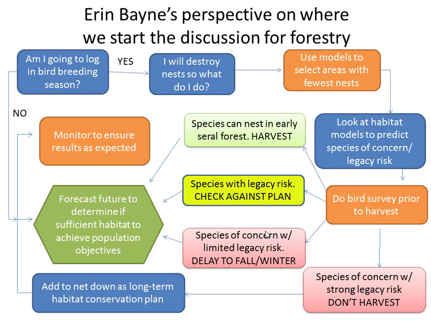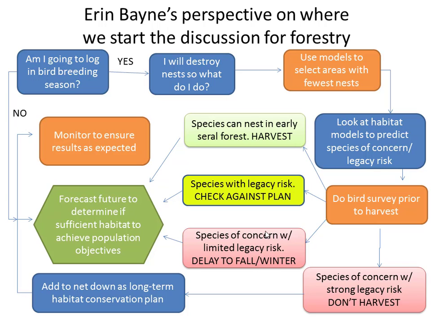So what should you do? Well, maybe you want to model and go to the place with the fewest nests. Then you should look at your habitat models and see what species are likely there. Are they species of concern? Are they species where there's going to be a long-term legacy effect? Then we could do a bird survey prior to harvest and make some decisions. If you've got a species of concern with really strong legacy risk, I'm going to say don't harvest. If it's a Canada warbler and it's a hotspot of them, why would we want to harvest there? That's a very big risk.